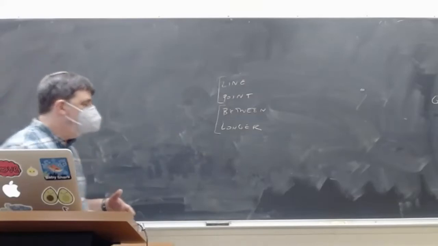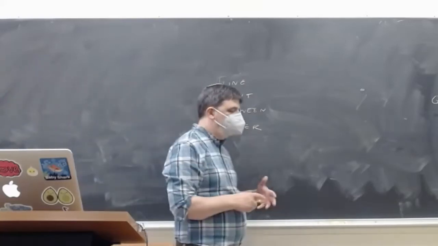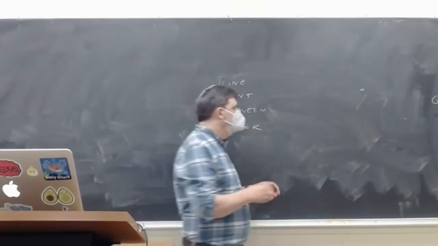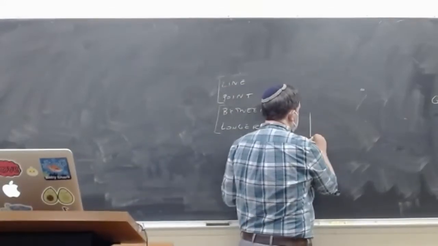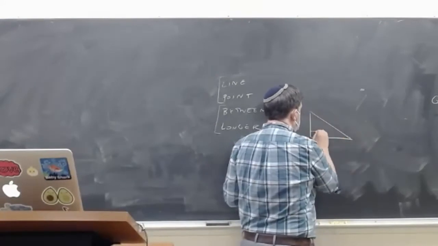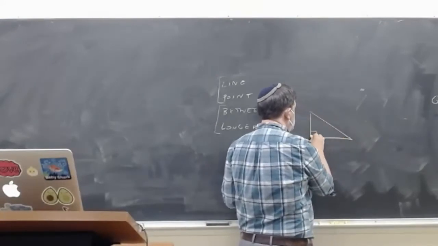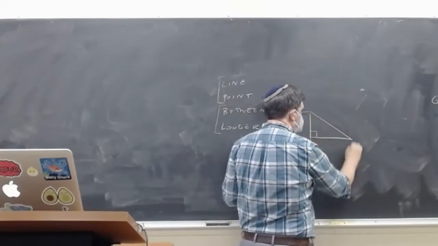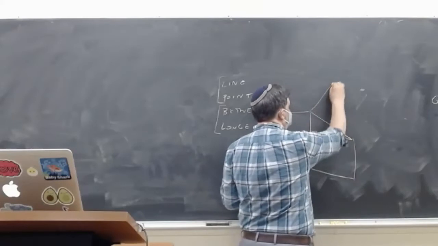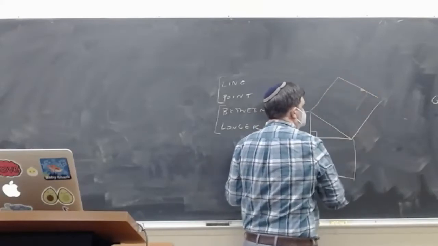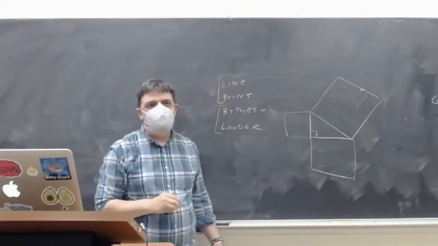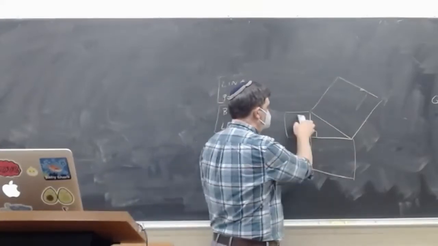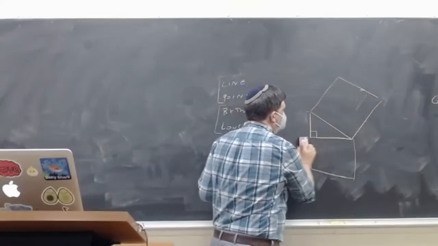So from the axioms, we can prove things like the Pythagorean theorem. So you can prove that if this is a right triangle, then the square on this side and the square on this side added together have the same area as the square on this side. That's the Pythagorean theorem.